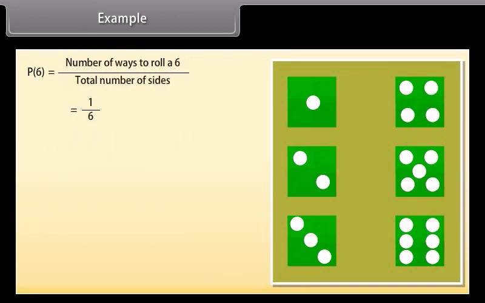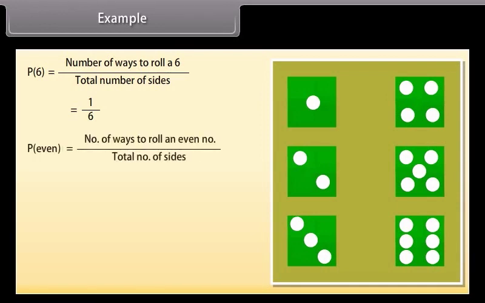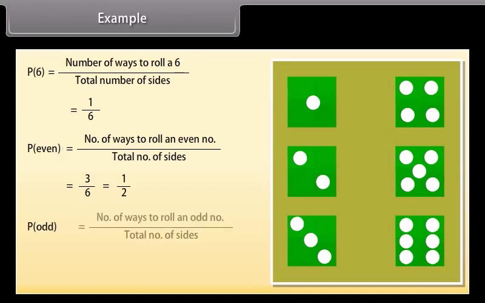Now we can see that the number of ways to roll an even number is 3. We can find the probability as P(even) is equal to number of ways to roll an even number upon total number of sides, which is equal to 3 upon 6, which is 1 upon 2. And the number of ways to roll an odd number is also 3, so P(odd) is equal to number of ways to roll an odd number upon total number of sides, which is equal to 3 upon 6, which is 1 upon 2.